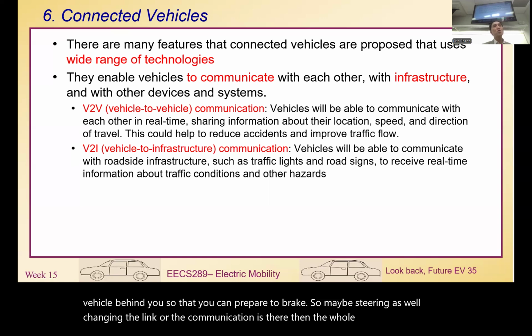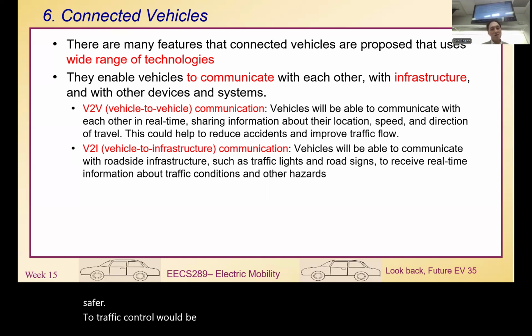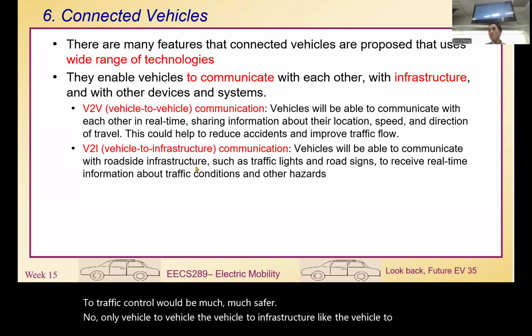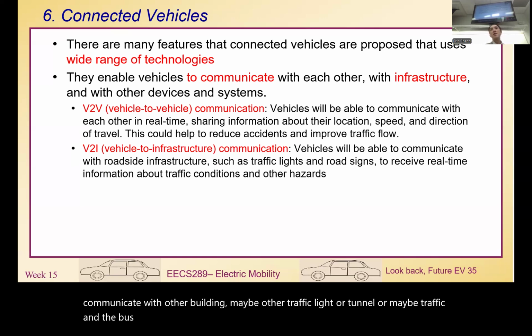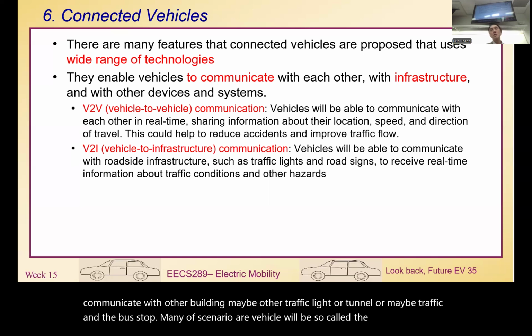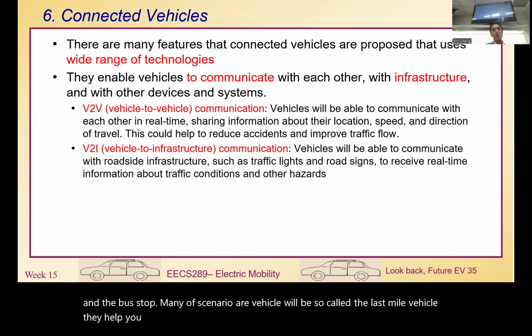The traffic control will be much, much safer. Not only vehicle to vehicle, but vehicle to infrastructure. The vehicle should communicate with other buildings, maybe other traffic lights or tunnels, or maybe a bus stop. In many scenarios, a vehicle will be a so-called last mile vehicle. They help you to connect to the train, boat, or airport.